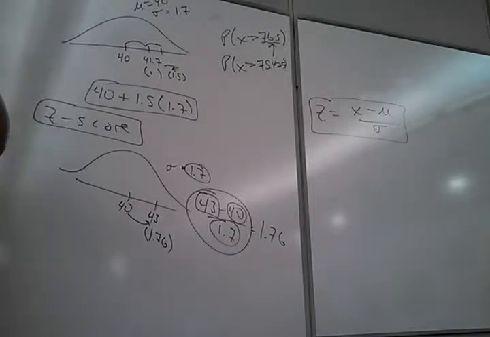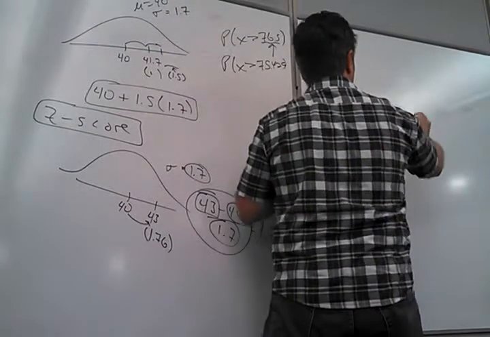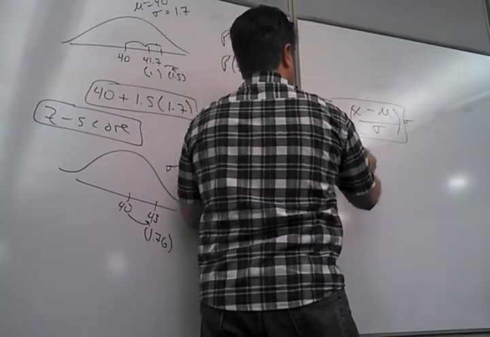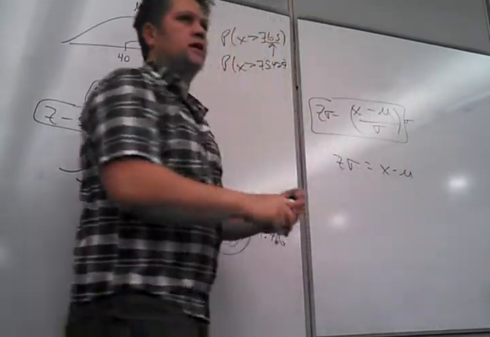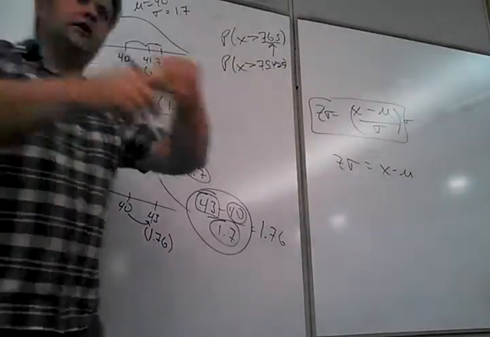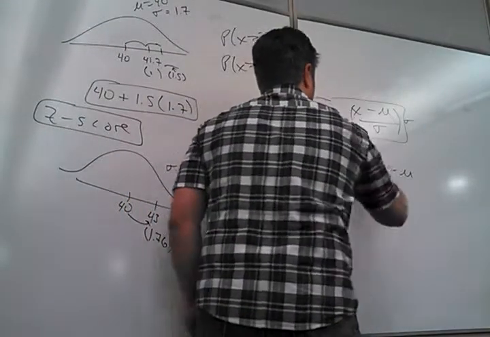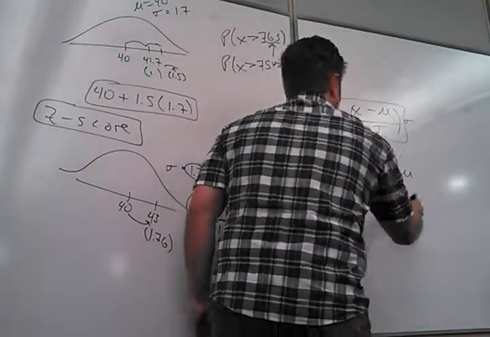So just to help you out a little bit, what's a good first step? Yeah, I mean, you have a fraction in an algebraic equation. You want to kill the fraction first. So you multiply by sigma. So you get z sigma equals x minus mu, and then it's one step away. Add the average over, so I get mu plus z sigma.